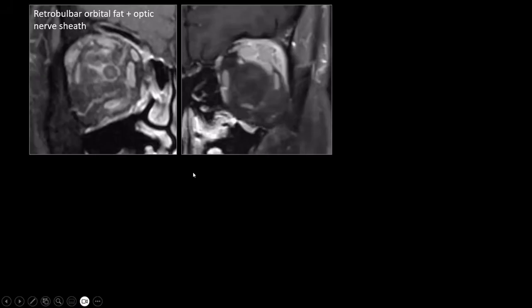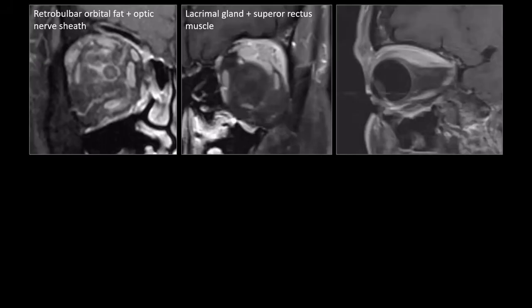Here are some images of various manifestations of idiopathic orbital inflammation. This is a patient with orbital cellulitis or infiltration of the retrobulbar orbital fat, and also enhancement surrounding the optic nerve sheath. This is a patient with involvement of the lacrimal gland, as well as the muscle bellies of the superior rectus and the levator palpebrae muscle. And this is the same patient.